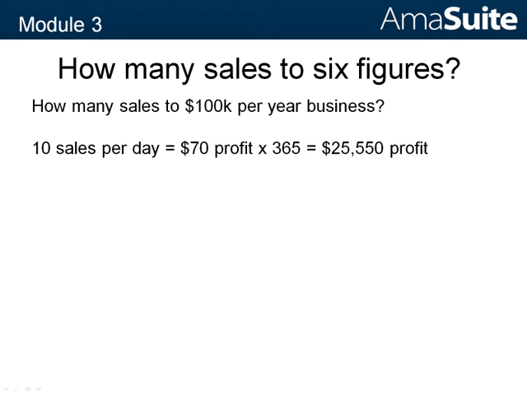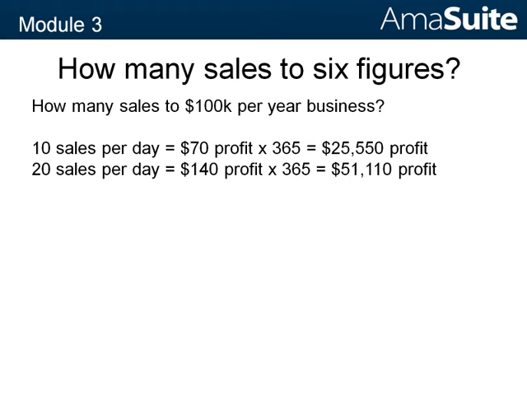And you could also say, though, let's assume that there are going to be a lot more sales during the spring and summertime as people are getting into the barbecue mode, though, too. So let's just say, for example purposes, that it's evened out. 20 sales per day would then put you at $140 in profit, and that'd be $51,110 in profit.